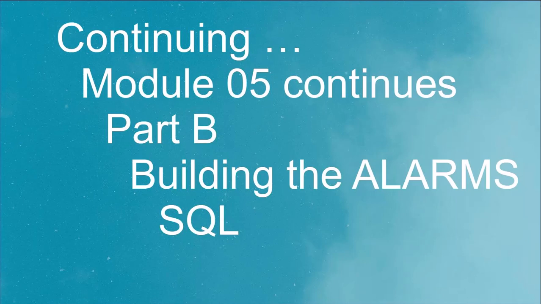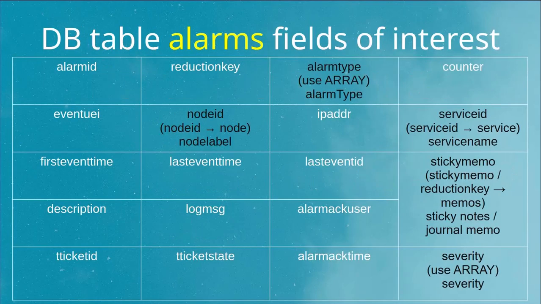Module 5 continues with Part B, Building the Alarms SQL Statement. In Part A, the alarms table was described using \d. From the description, these are the fields of interest. The fields listed in black require some massaging.